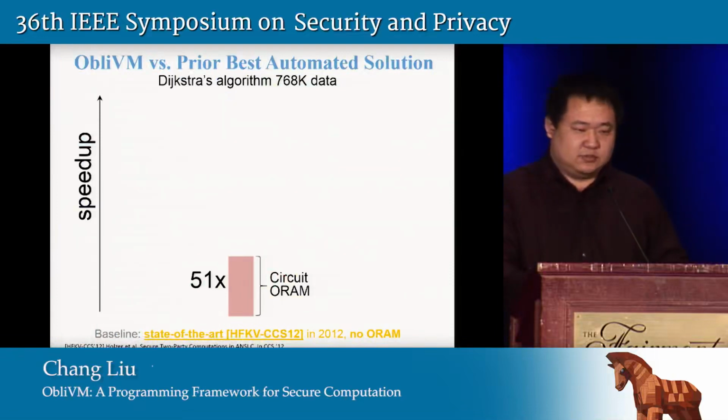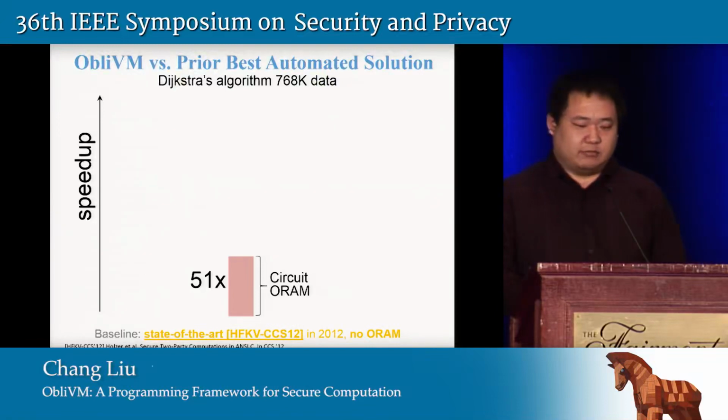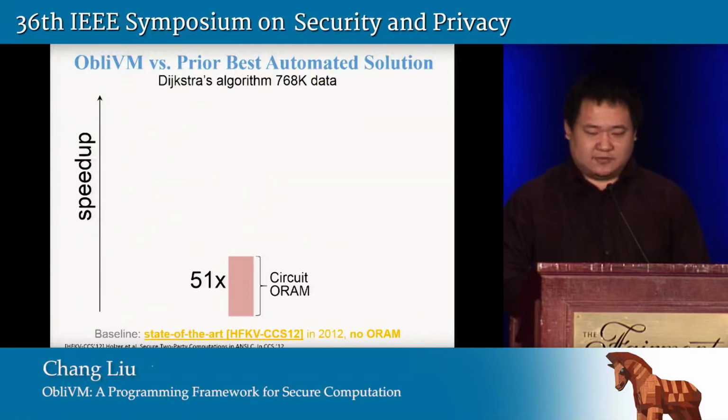Okay, so let's look at the detailed breakdown of the performance gain. We gave the result of the disastrous algorithm, and more results will be shown in the paper. Although I focus on the programming language part of ObliVM, it actually has a highly optimized backend called ObliVM SC that is already open source, and you can visit our website for the link. We implement a state-of-the-art circuit ORAM that is optimized for secure computation. We compare our system with the best previous solution published in CCS 2012. So the circuit ORAM itself can gain us about 50 times performance speedup.